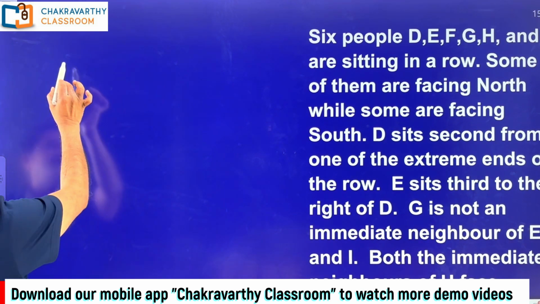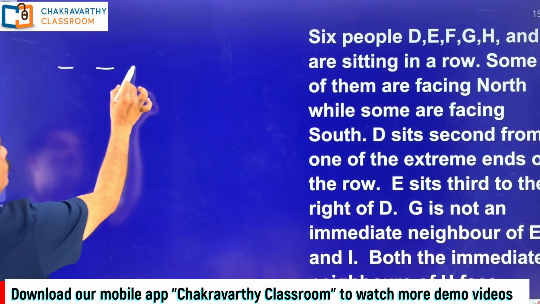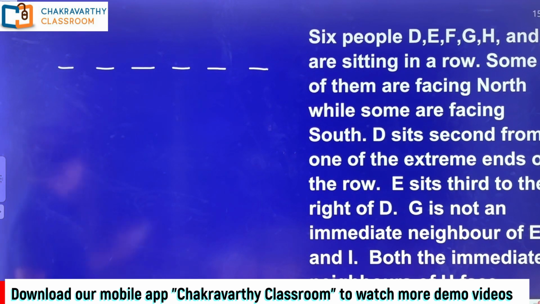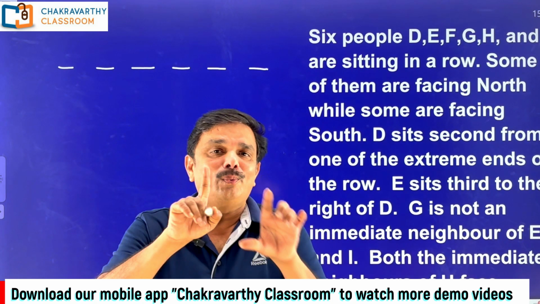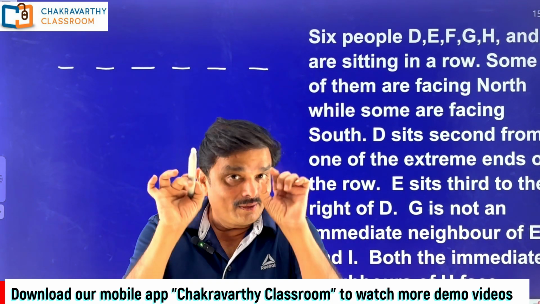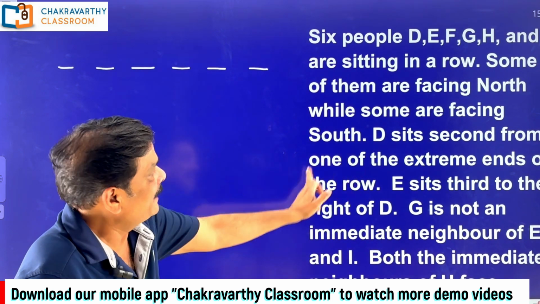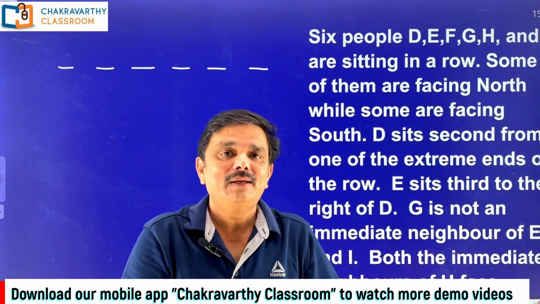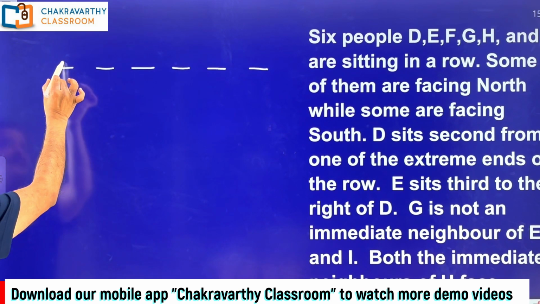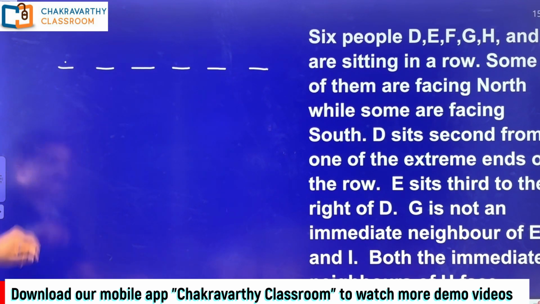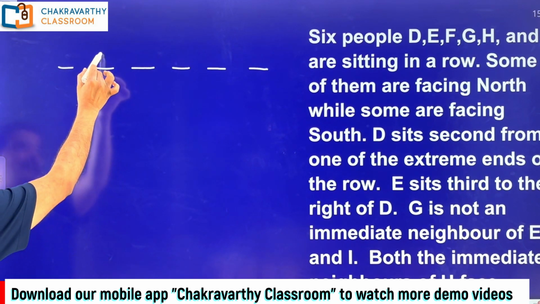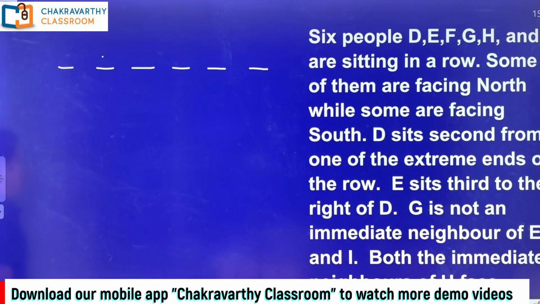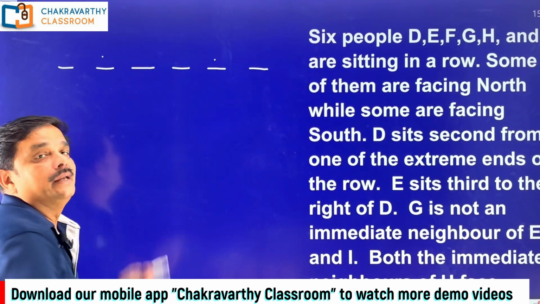Now you see, first I start with 6 dots as it is, 1, 2, 3, 4, 5, 6, and I keep some space for rough work. But students, observe carefully. Here, I don't know whether D is facing north or south. D sits second from one of the extreme ends. That means what are the possible places for D? Just observe carefully. I may keep D here. I'm sorry, this is one of the extreme ends. So I may take D here, because clearly they have given D sits second from one of the extreme ends. Or I may keep D here.